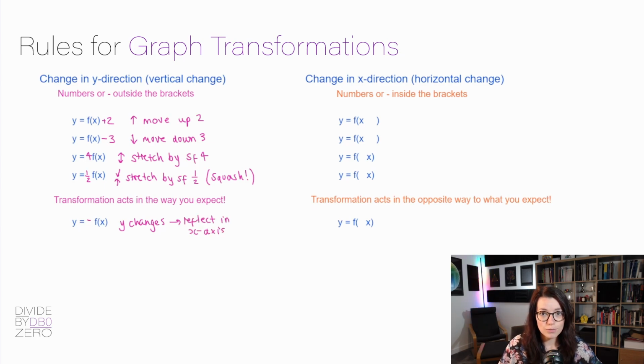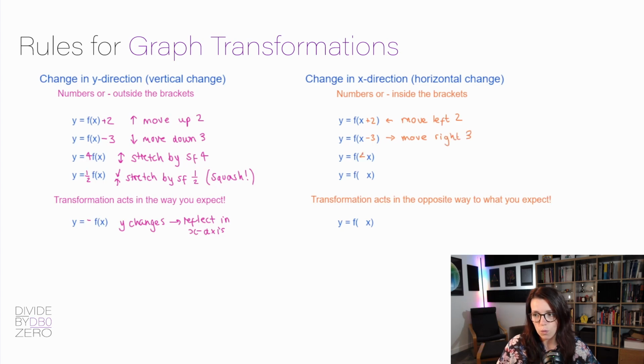Let's have a look at horizontal changes now. If we have y equals f of x, and this time the number or the negative symbol is inside the bracket, for example plus 2 inside the brackets, that's actually a movement to the left by 2. If you had a minus 3 inside, that's actually a movement to the right by 3.